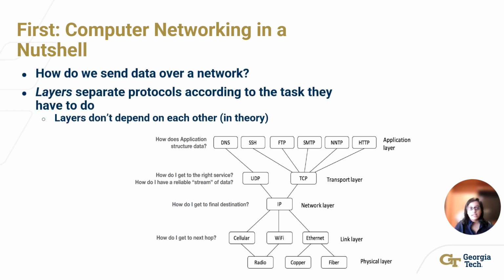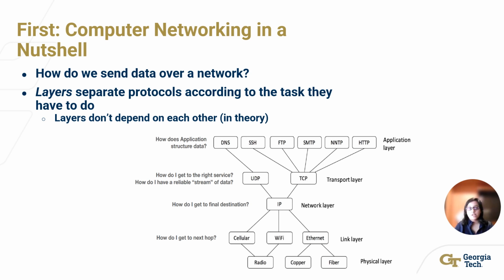Now imagine networking as a well-organized structure with distinct layers, each with its unique purpose. Let's break them down. At the very top, we have the application layer. This layer deals with how applications structure data. It includes protocols like DNS, SSH, FTP, HTTP, and these help our applications communicate efficiently.